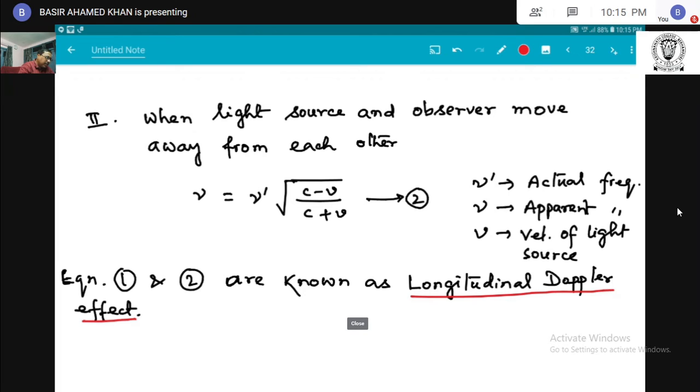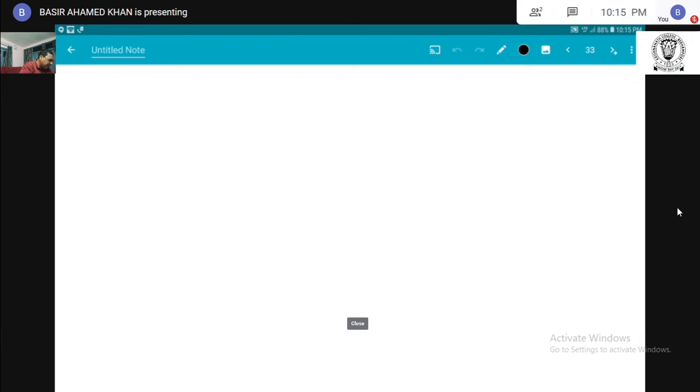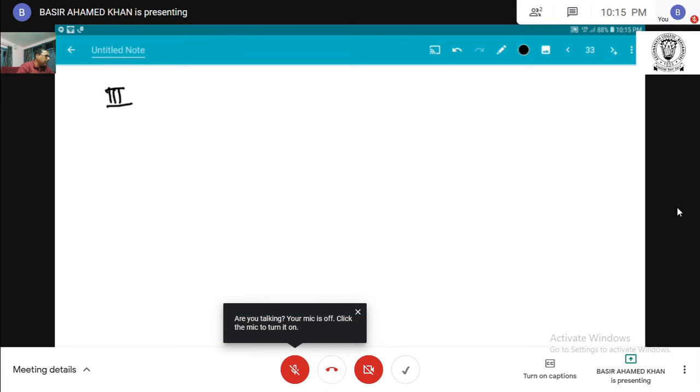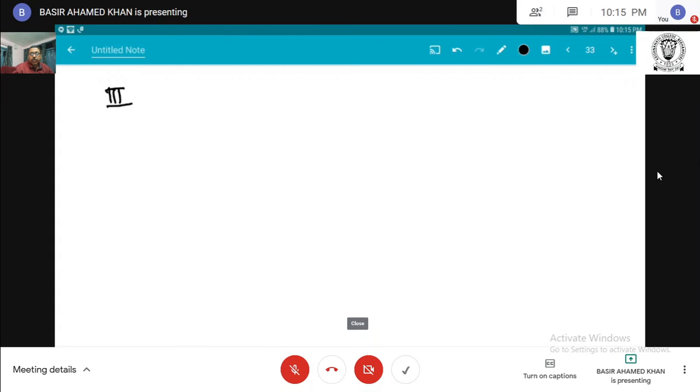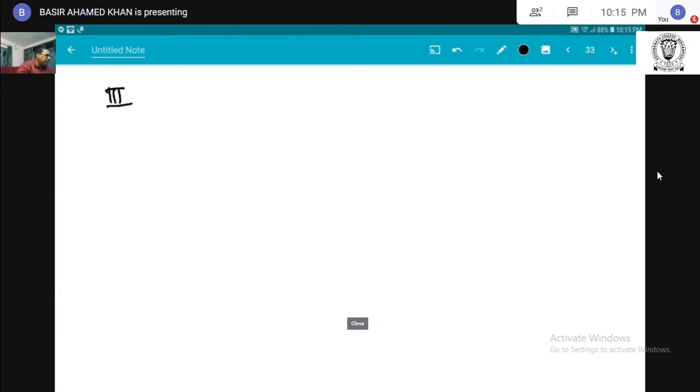Case 3: when the line of sight is at right angles to the velocity of the source, then the frequency change is called the transverse Doppler effect.